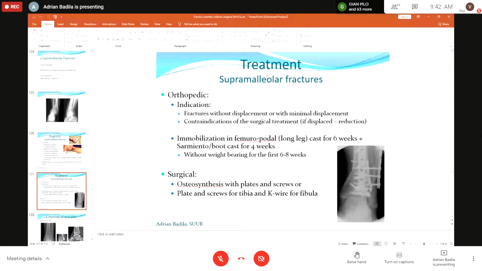The surgical treatment for the supramalleolar fracture consists of reduction and osteosynthesis with plates and screws, like in this image. We have a supramalleolar fracture treated by reduction and osteosynthesis with 2 plates for the tibia, and we have also an associated supramalleolar fracture of the peroneum, which was treated by reduction and osteosynthesis with a plate. Another option is to mount plates for the tibia and use a Kirschner wire for the peroneum. So for the tibia, a plate or maybe 2 plates in some cases, and for the peroneum, 1 plate or 1 Kirschner wire.